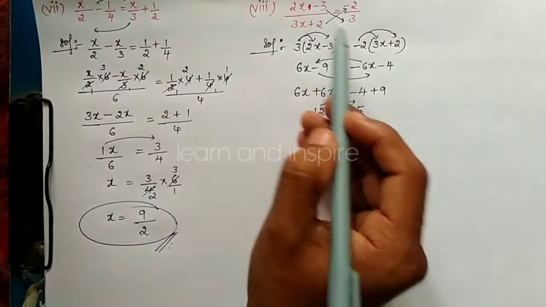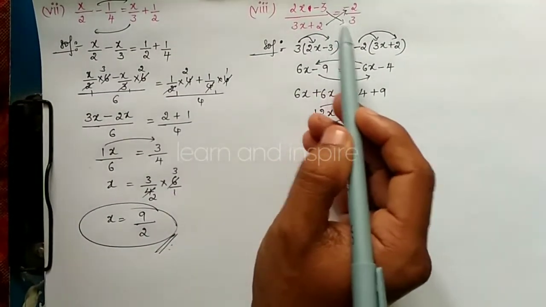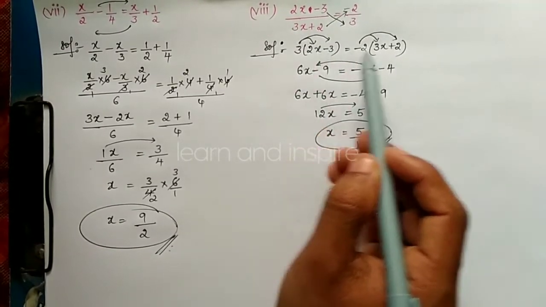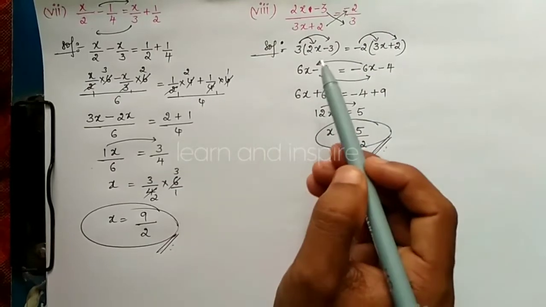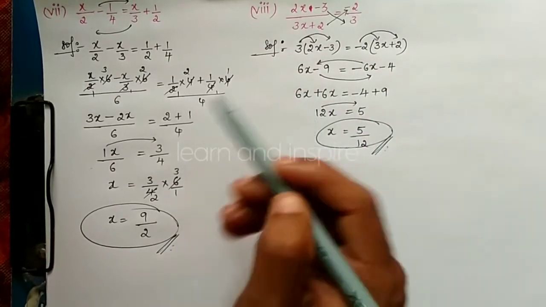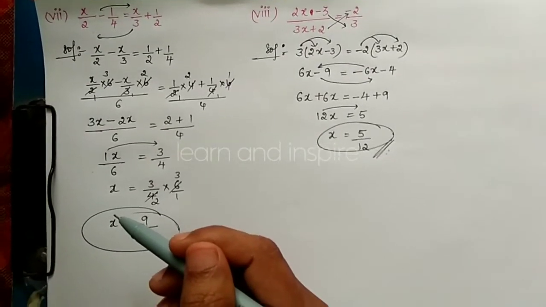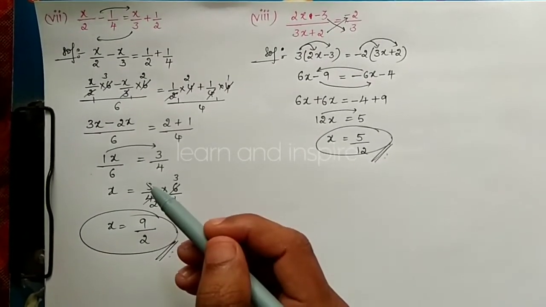Okay, in this problem we have to cross multiply both the fractions and then multiply the number with the 2 terms, and again constants to RHS and the variables to LHS, and then by solving we can find the value of x. So this is question number 8.